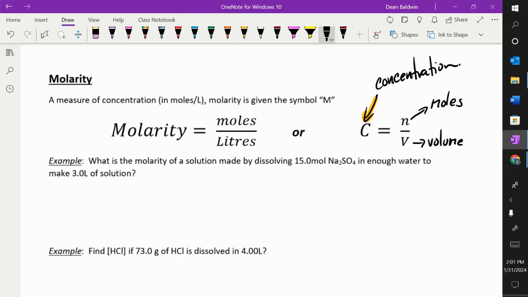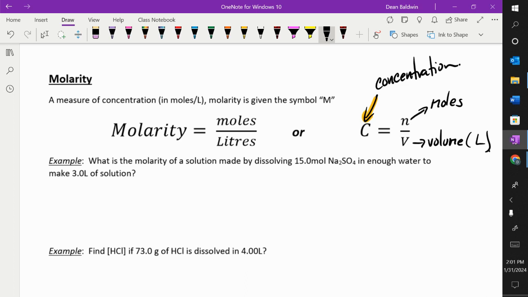Formulas, they're the exact same thing, just different representations. C, which is concentration, is n, which is moles, divided by the volume, which is in liters. When you're measuring concentration, it's always in liters. I don't like that. I don't use that formula.